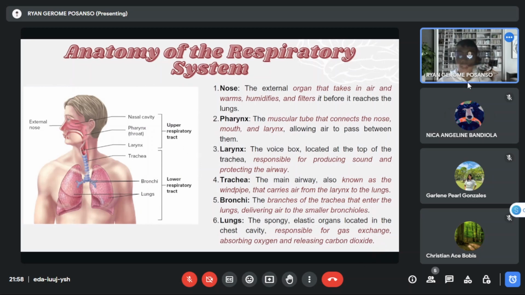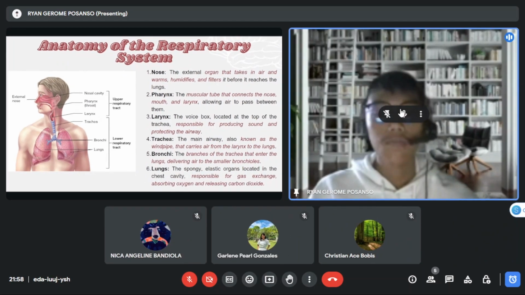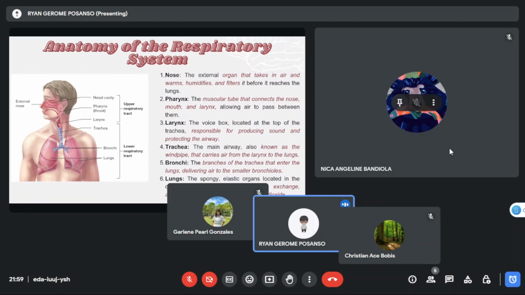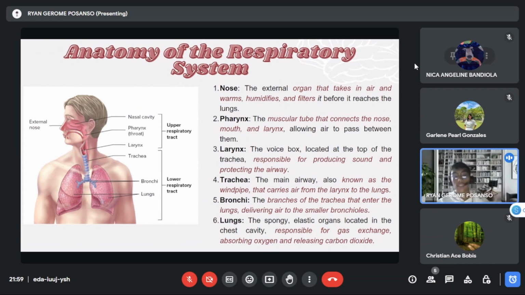Next is the bronchi, which are the branches of the trachea that enter the lungs, delivering air to the smaller bronchioles. Lastly, the lungs, the spongy elastic organs located in the chest cavity, responsible for gas exchange, absorbing oxygen, and releasing carbon dioxide.